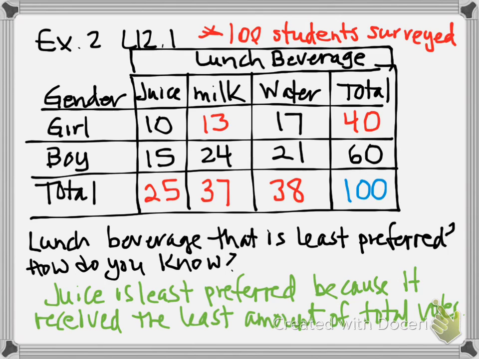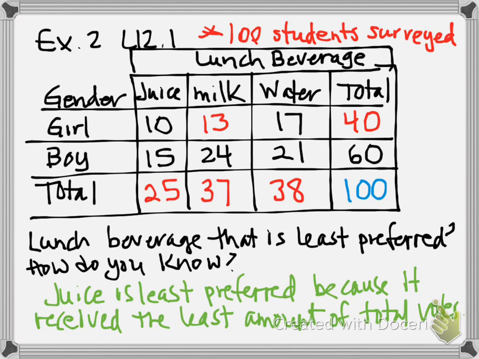All right? So let's talk about, this is just a discussion we'll have. They're probably not going to ask you yet, this is coming up in a subsequent lesson. But looking at this chart, we had 20 more boys that were part of this survey. Do you think the way that those 20 boys voted could have swayed the answer being juice being the least popular? Or do you think it could have swayed water being the most preferred drink? What do you think about that?